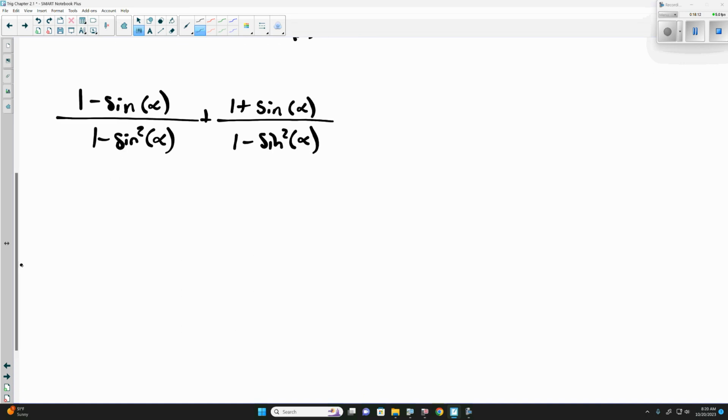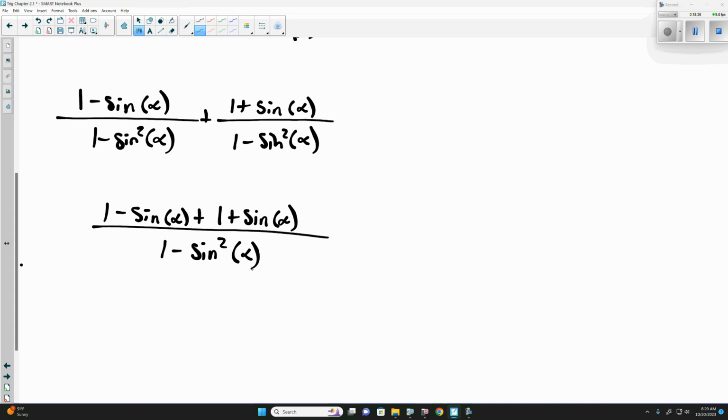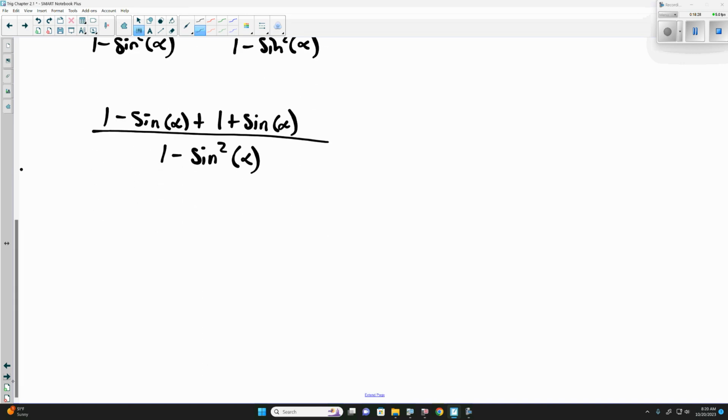It's kind of weird. Now, we can add these two together, so we'd have 1 minus sine of alpha plus 1 plus sine of alpha over 1 minus sine squared of alpha. Well, here, the numerators, negative sine of alpha and positive sine of alpha, combine to become 0. Our 1 plus 1 gives us 2.